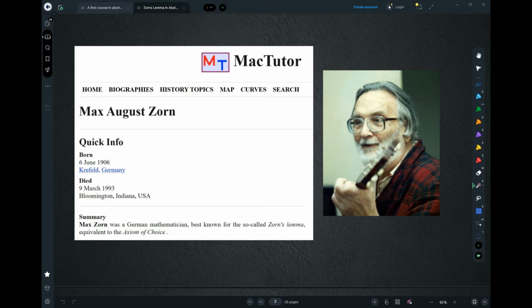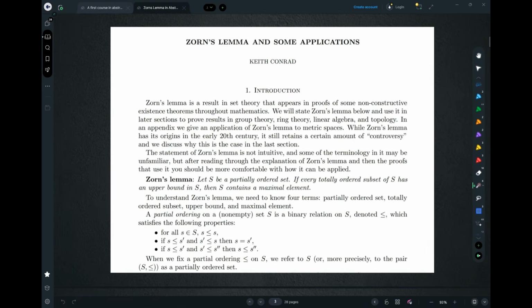By the way, before I go on, I just want to say that I'm basing a lot of what I'm talking about here on notes by my colleague Keith Conrad on Zorn's lemma and some applications, which is a wonderful set of notes with many other applications that I'm not discussing here. So I highly recommend that you go and read this paper instead.